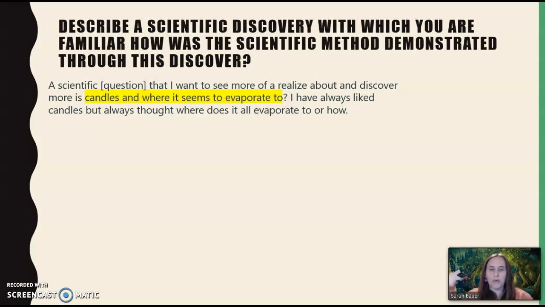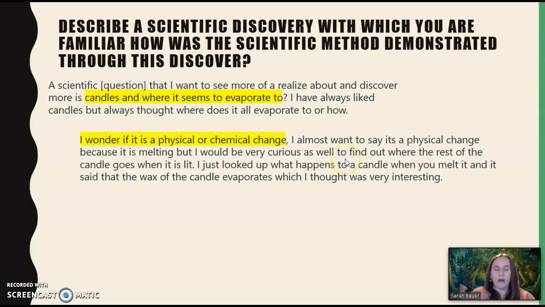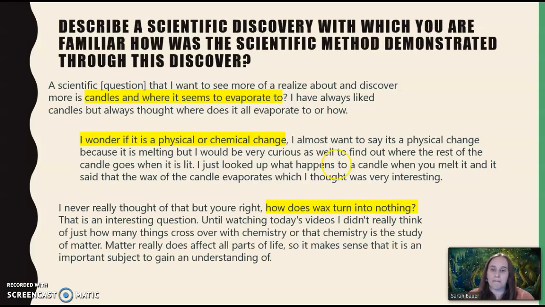And so the student starts this off, and then we have, well, I wonder if it's a chemical or a physical change. So really relating it to our content, physical change because of melting, but that's excellent, because if it's melting, it's a physical change. If there's no atomic rearrangement, then it's just a physical change. And another student asks, how does wax turn into nothing? So this is just great, an example of you guys engaging in the scientific process yourselves and being a scientific community. This is really great.